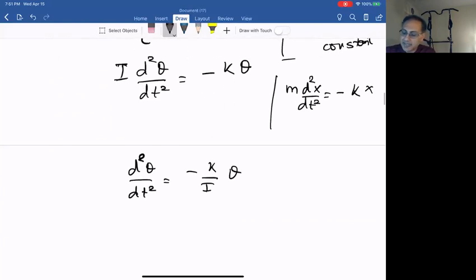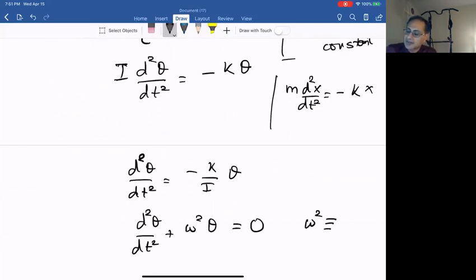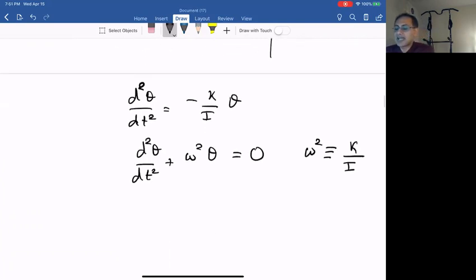So we can do the same thing over here. That will give us d²θ/dt² + ω²θ = 0, where ω² is defined as k divided by I. So this is exactly the same differential equation that we had for x. So we know what its solution is. We can write the solution.